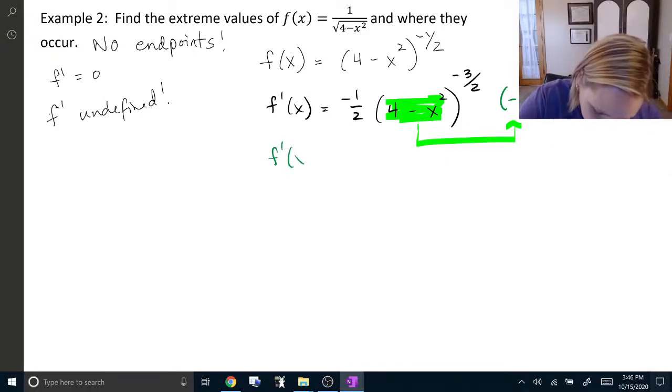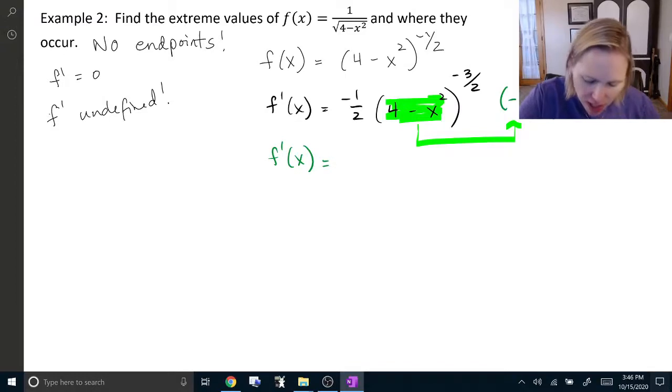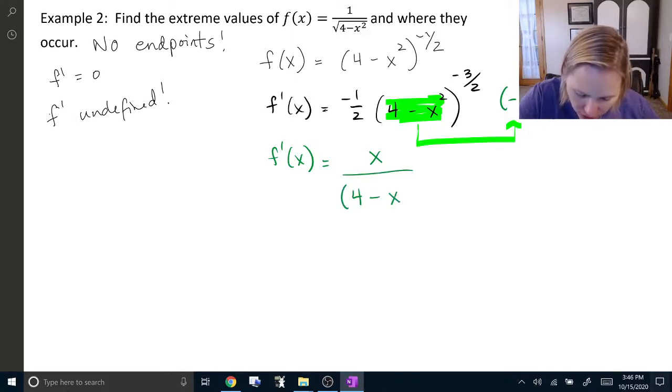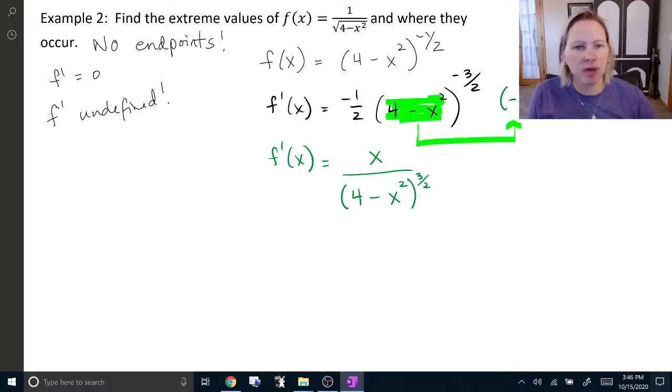F prime, I'm going to simplify. Negative times a negative is a positive. It's a positive 1, so I'm going to have x in the numerator. And then down in the bottom, I'm going to get rid of my negative exponent, and I'm going to rewrite it just as a positive exponent. I don't need to write it as a radical. This is just fine. So now I'm going to figure out what's going to be my zeros of my numerator. That's where f prime is 0. And what are the zeros of my denominator? That's where f prime is going to be undefined.